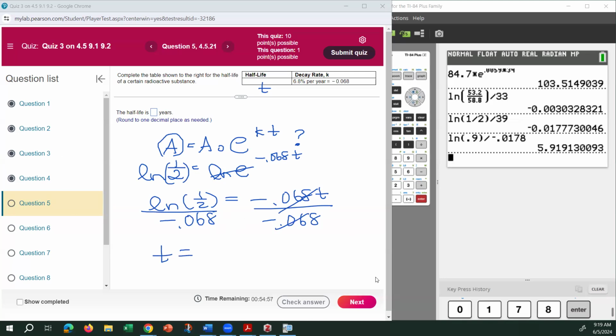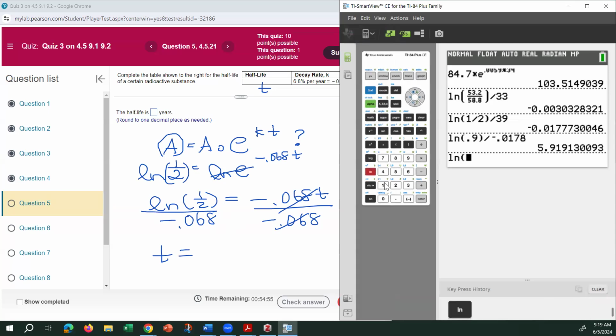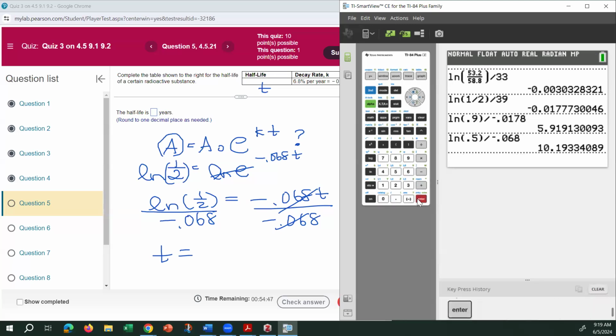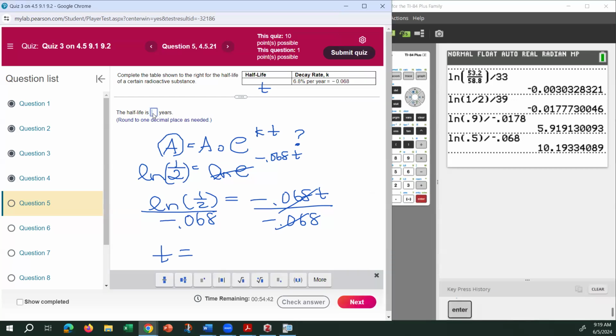ln of 1/2, or ln of 0.5, divided by negative 0.068. It's 10.2, so it says round to 1 decimal place as needed. So for this radioactive substance, it takes 10.2 years for the original amount, we're calling it 1 or 100%, to decrease to half of its amount.